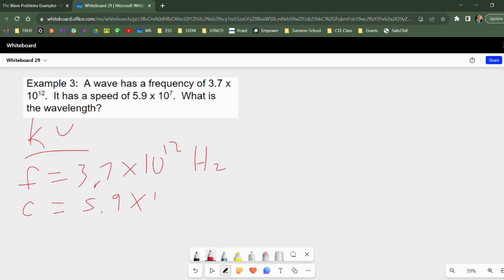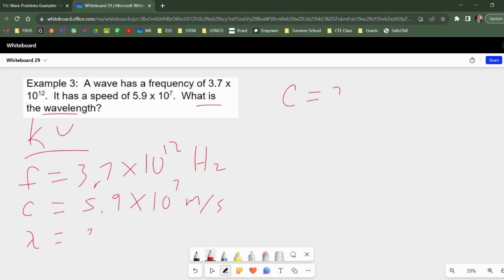And we know our speed is 5.9 times 10 to the 7th. And because it's speed, I'm going to assume it's meters per second. What are we looking for? The wavelength, question mark. All right. Good, step 1 done.